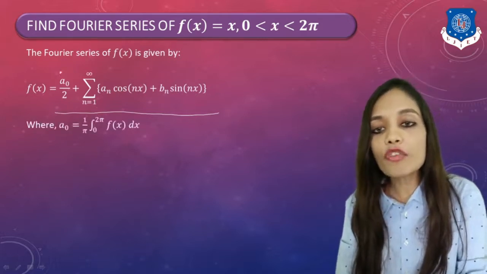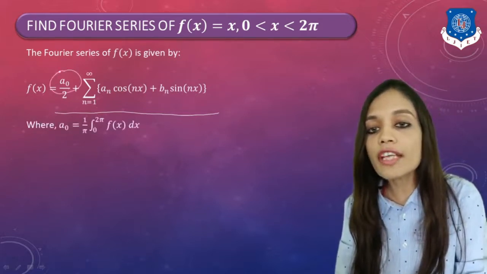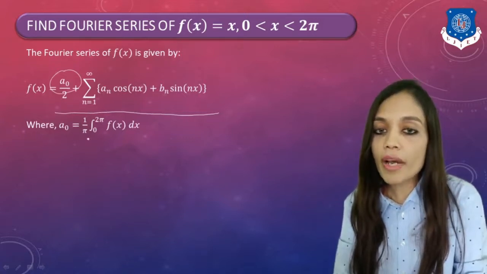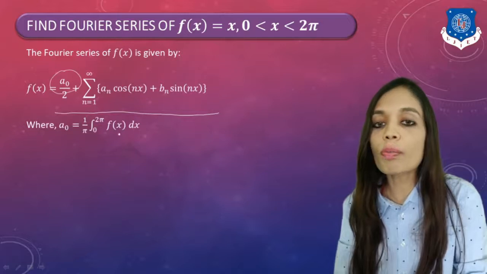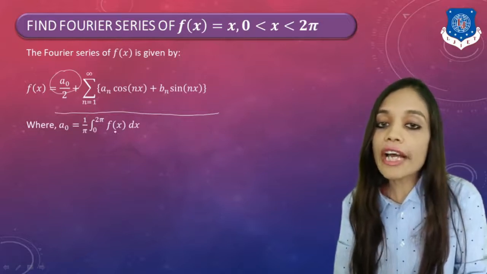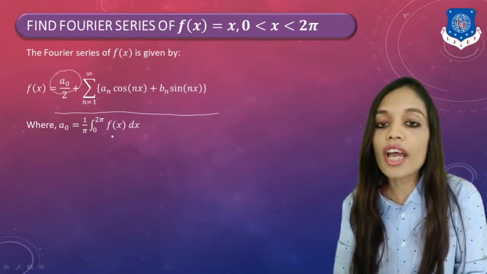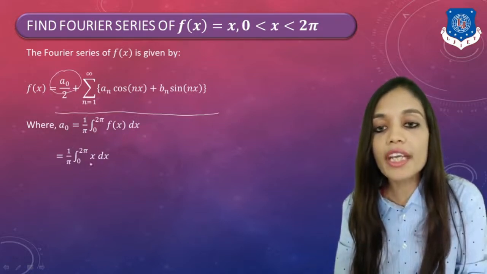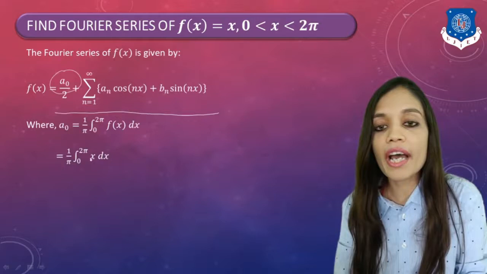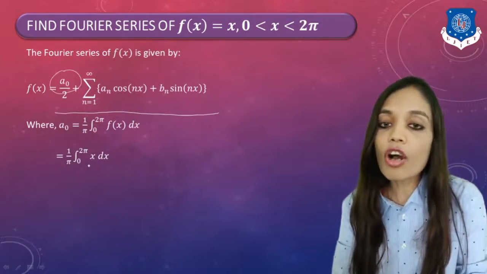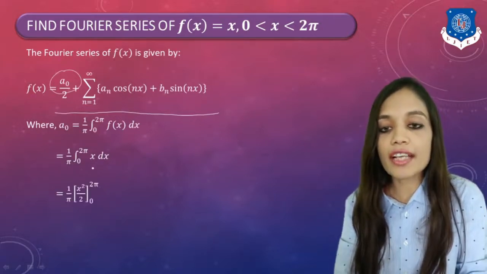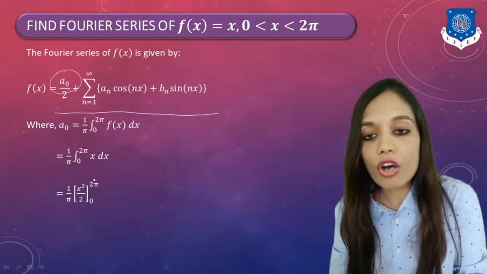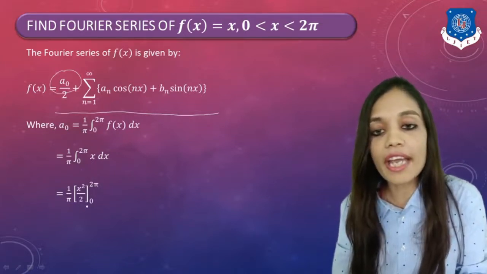Now we will begin to find our value of a0. So where our a0 is given by 1 upon pi integration 0 to 2 pi f of x dx. Now our f of x is equal to x. So finally our a0 will be equal to 1 upon pi integration 0 to 2 pi x dx. Now we all know the integration of x, that is x square by 2. Now we will put the value of our limits, that is 2 pi and 0.